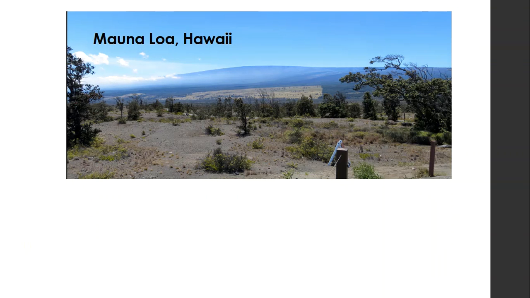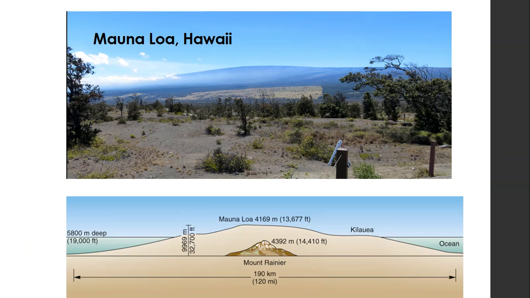So again, here's a picture of Mauna Loa in Hawaii. If you didn't know exactly what you were looking for, you might not even realize that that is a volcano. Mauna Loa is extraordinarily high, though, right? It rises from the ocean floor. Here is Mount Rainier, that's 14,000 feet above sea level, but Mauna Loa is much, much taller than Mount Rainier. It's just that most of it is below the ocean.